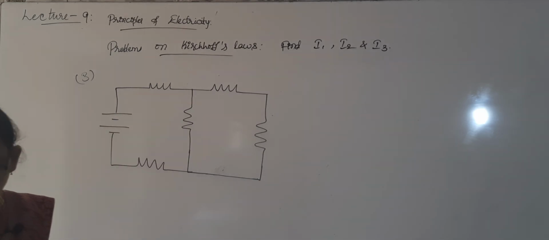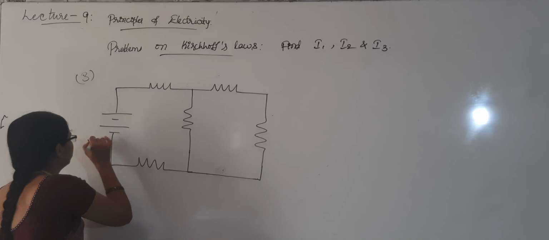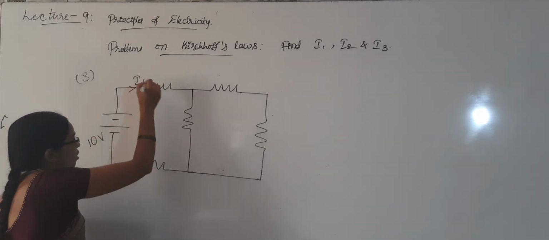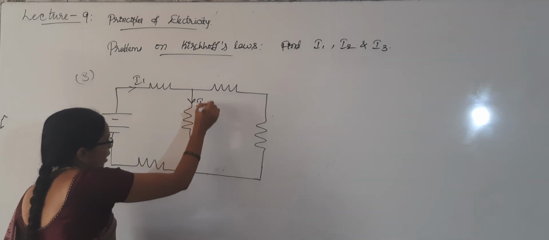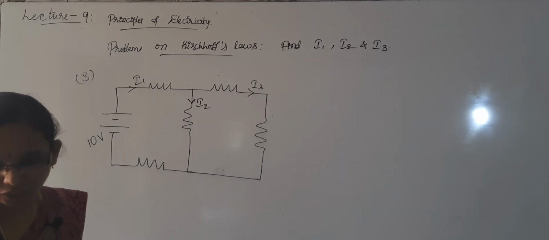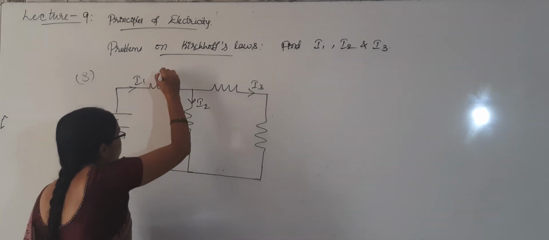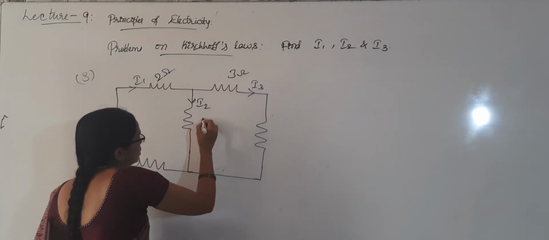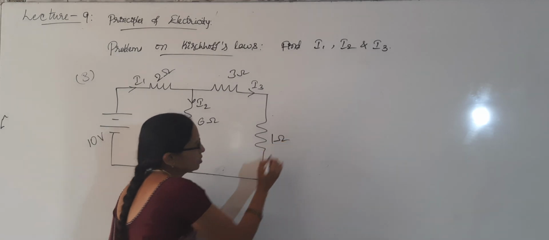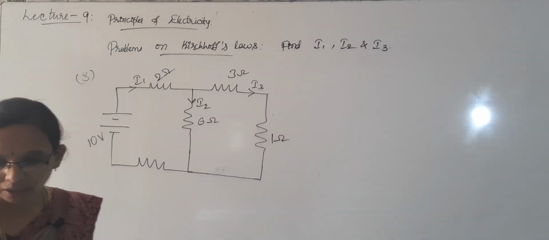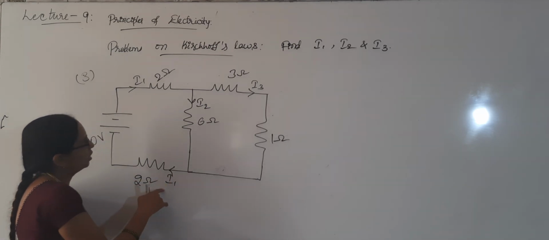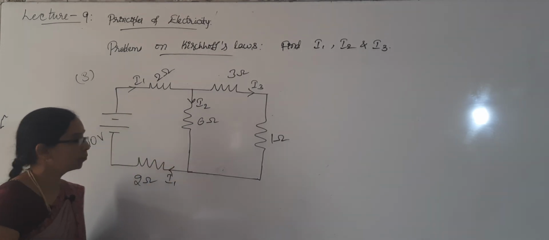Next problem. The circuit which is having the source of 10 volt, I1 is flowing in this direction, I2 is in this direction and I3 is in this direction. It is 2 ohm, 3 ohm and 6 ohm, and here we have 1 ohm resistor and also 2 ohm resistor here, and here again we can have I1 flowing.